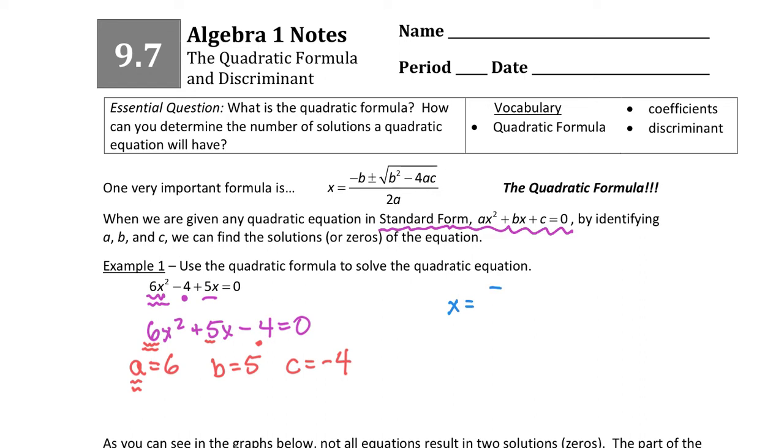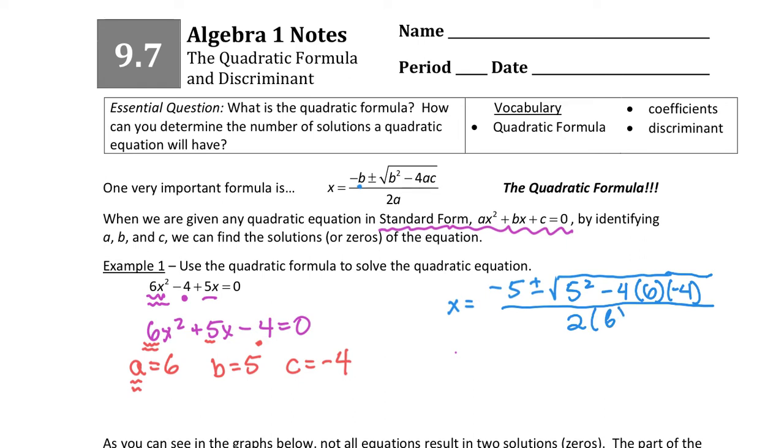x equals negative b, so we've got that b right there. That's the 5, so negative b plus or minus, and we'll come to what that means in just a moment, the square root of b squared, which is that 5 again, but we're going to square it, minus 4ac. So this is times, I'm going to use parentheses: 4 times a, which is 6, times c, which is negative 4. And then I'm going to put all of that over 2 times a, which is 6.